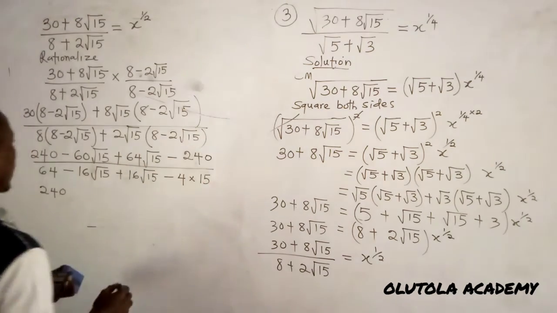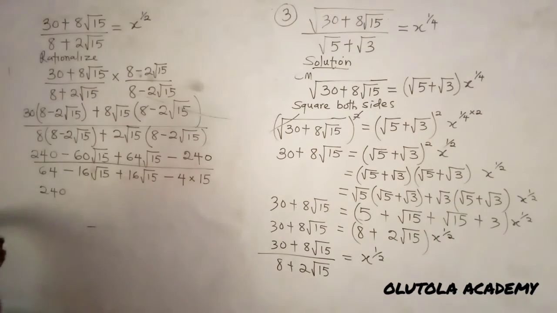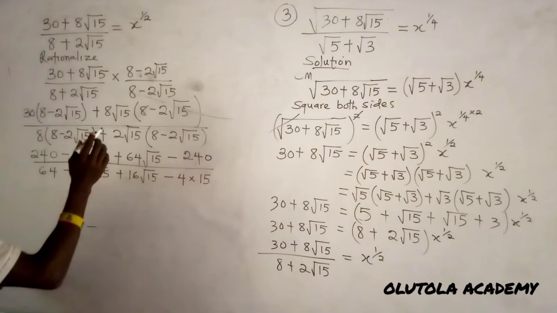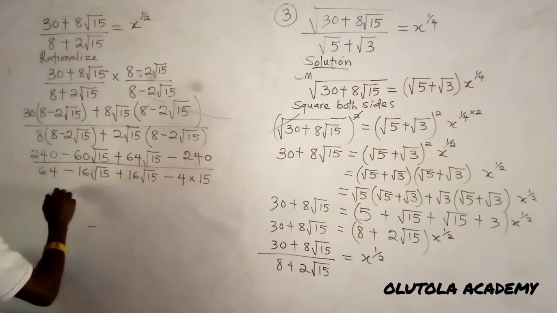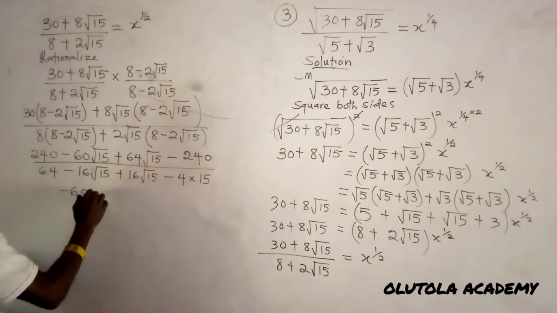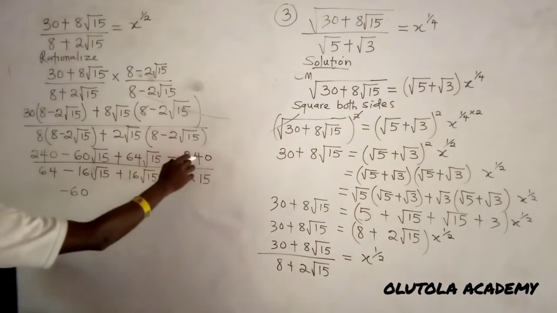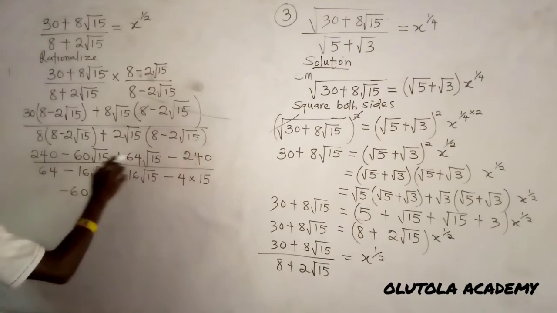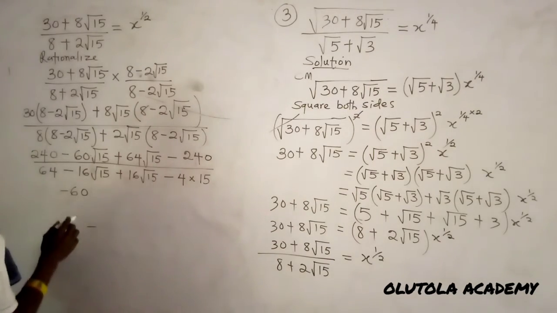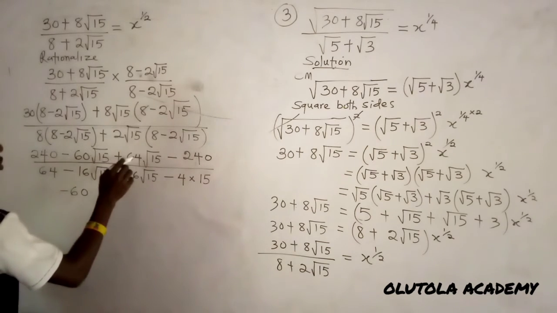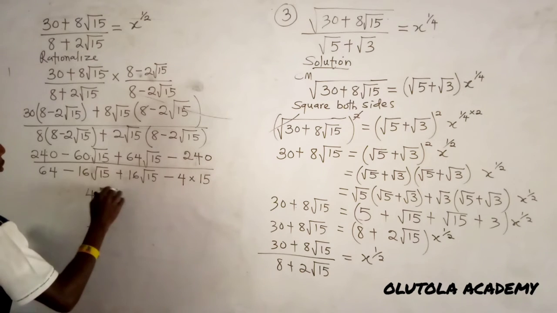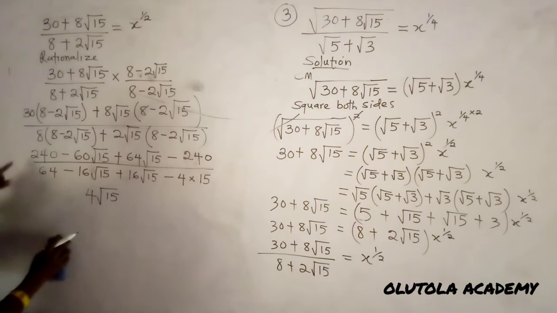So this is going to go. This minus this will be out. Then I'm left with minus 60√15. Now this 240 minus 240 is 0. Then this also, since they are √15, and we have minus 60 plus 64, that will give me 4√15 for the numerator.